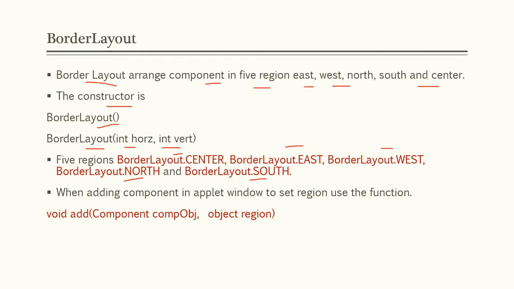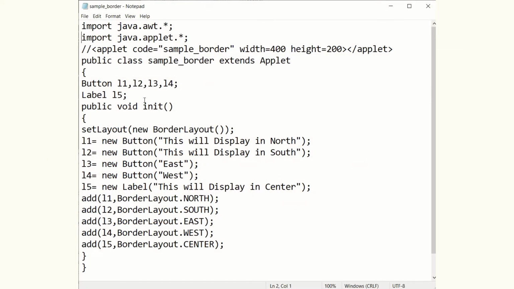When adding a component in the applet window, to set the region, use this function: void add(component, region). The component may be a button, label, etc., along with the region object. The region is BorderLayout.CENTER or EAST, WEST, NORTH, SOUTH. Let us see one small example for the BorderLayout.